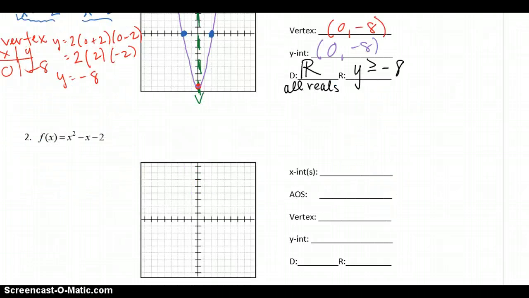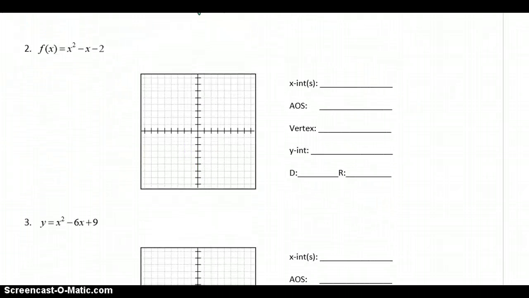Question? Alrighty, number 2, we have f of x equals x squared minus x minus 2. Again, f of x is just another way to write y equals, okay? Tells us this is a function. So we want to rewrite this in factored form. Is there a GCF we can pull out of all 3 of those terms? No. So we want to try factoring it into 2 sets of parentheses.